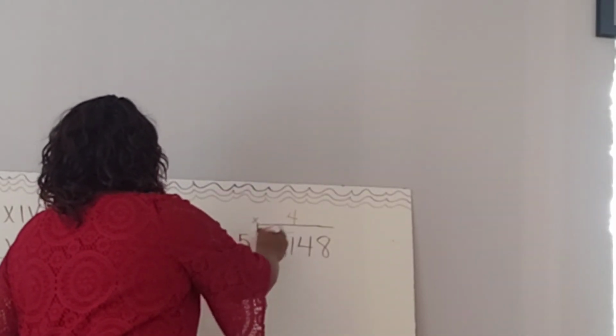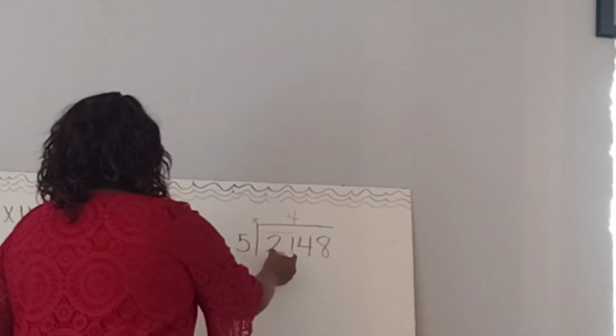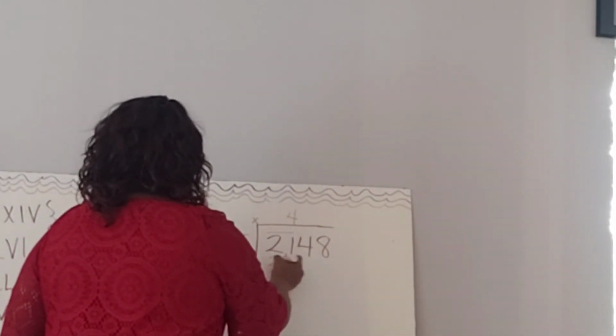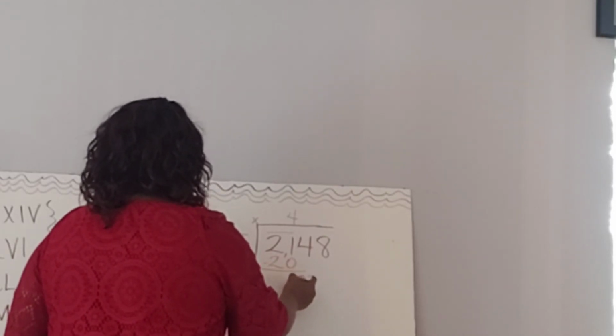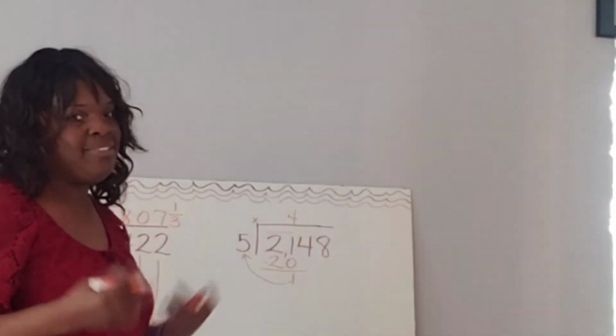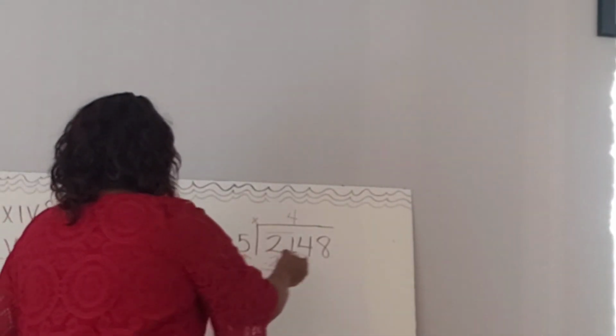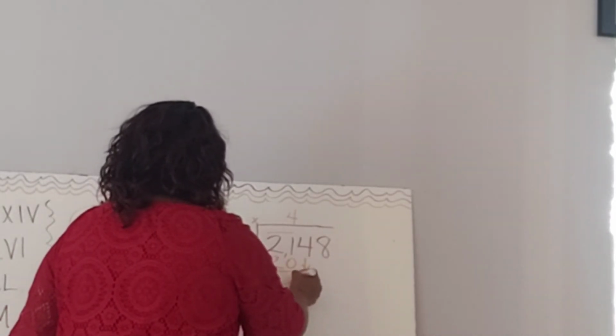Then I multiply my outside numbers. 5 times 4 equals 20. And that's how I knew I got so close without going over. 21 minus 20 is 1. Compare. Is 1 less than 5? Obviously it is. Once we know that that's settled, then we can bring down our next number.